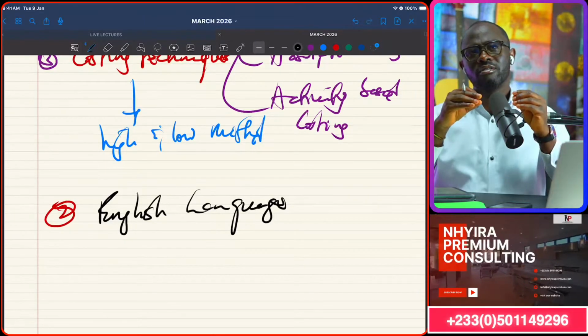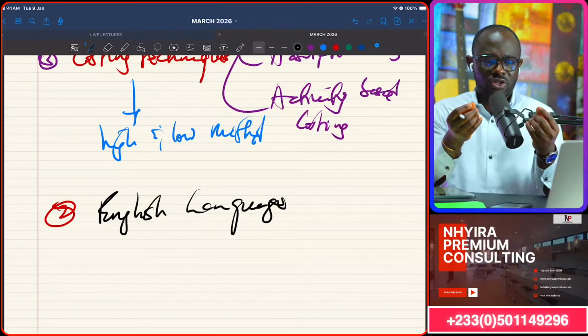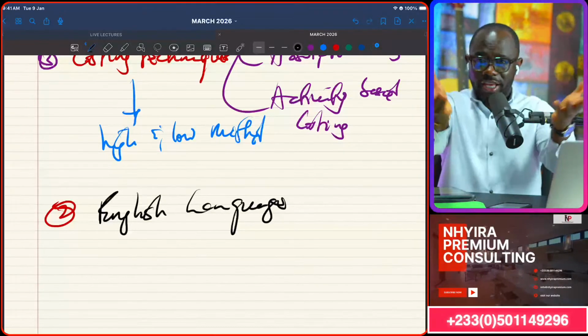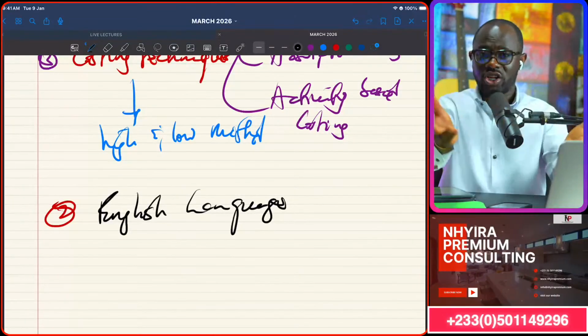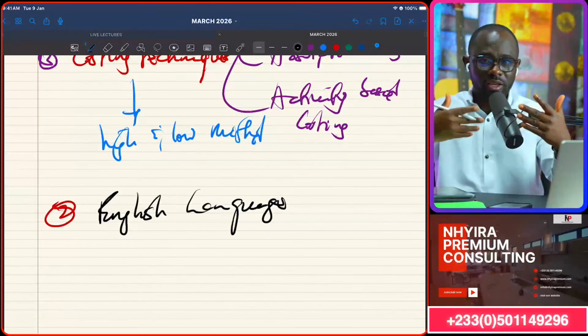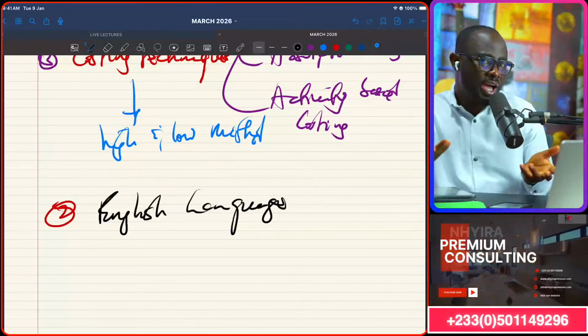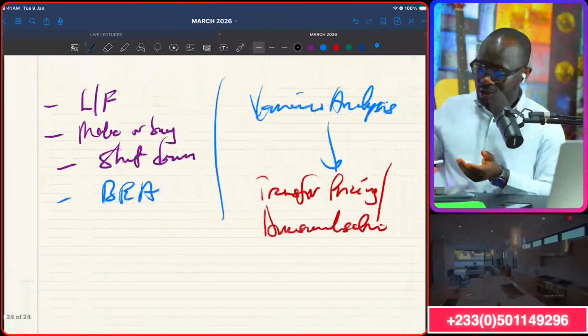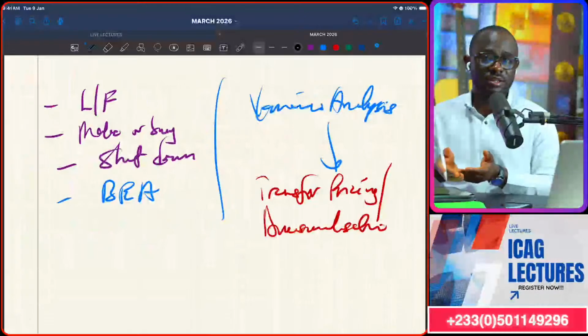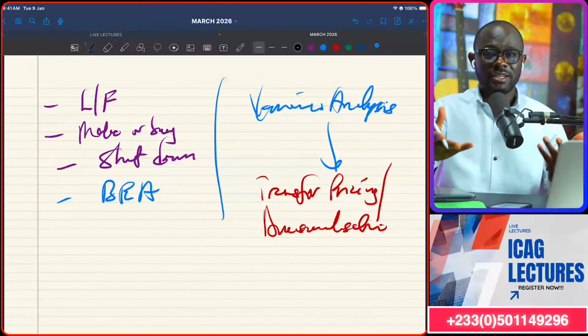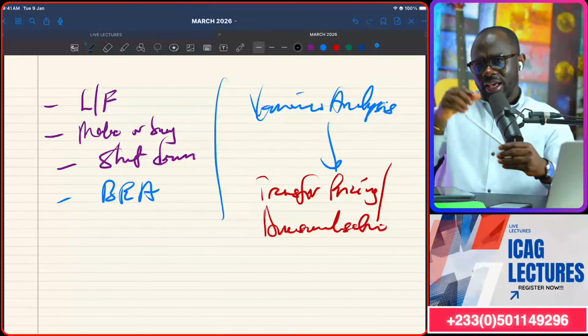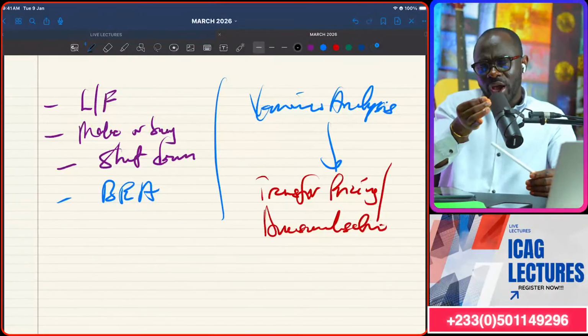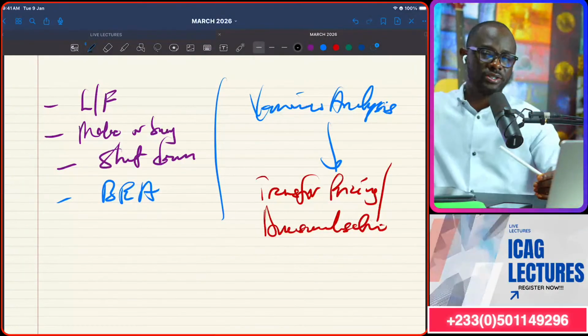Now, the English here is not just your English, right? The English that you know, that you speak. Yeah, it goes beyond that. Especially when it comes to the short-term decisions environment. You go to budgeting, you go to variance. If you don't read the English well, you would digress totally.